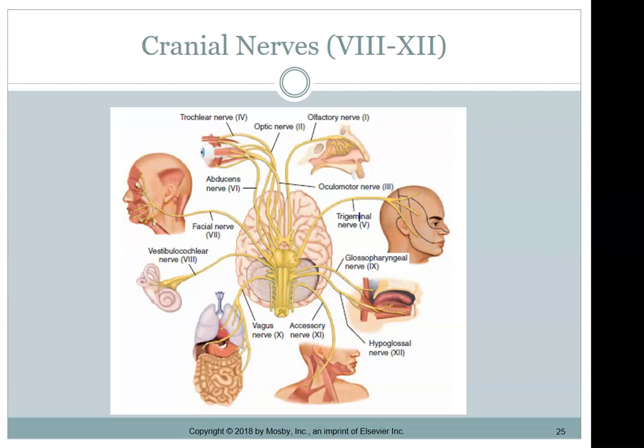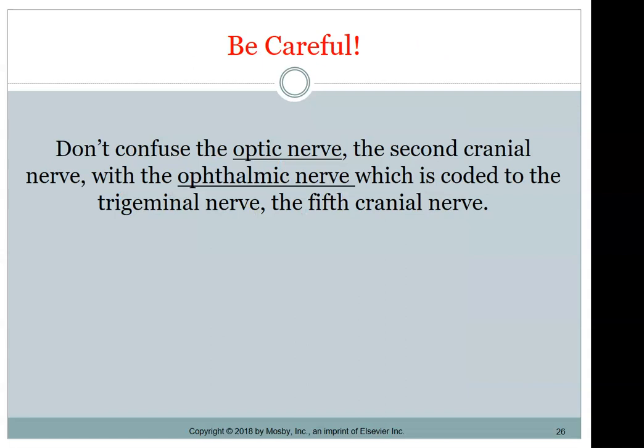The final two cranial nerves, number 11, spinal accessory, and 12, hypoglossal, originate in the muscles of the shoulder and muscles of the tongue. But be careful. Don't confuse the optic nerve, the second cranial nerve, with the ophthalmic nerve, which is coded to the trigeminal nerve and fifth cranial nerve.